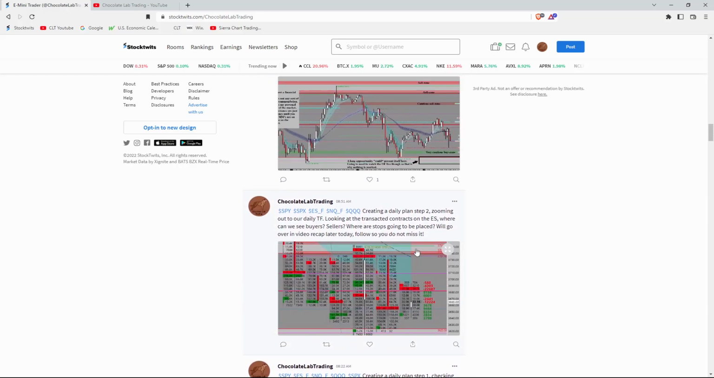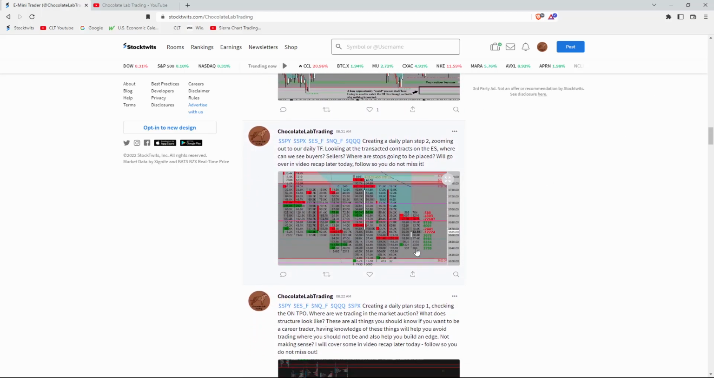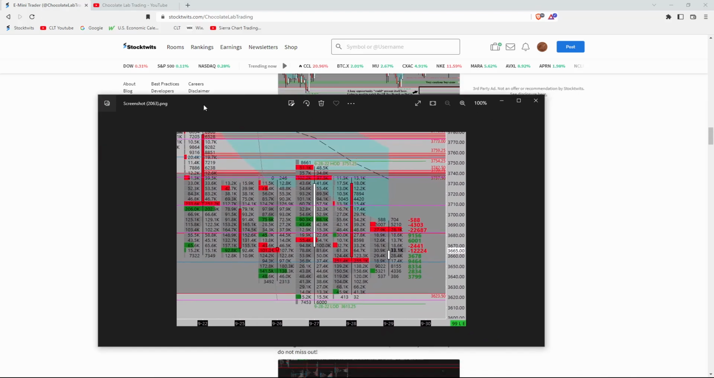So step 2, creating daily plan. Step 2, zooming out to our daily time frame. Look at the transacted contracts on the ES. Where can we see buyers? Where can we see sellers? Where are stops going to be placed? We'll go over some in a recap.